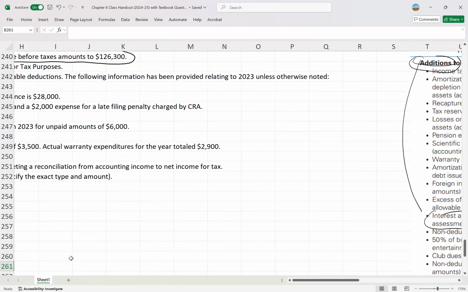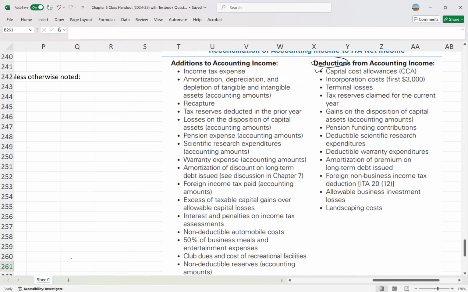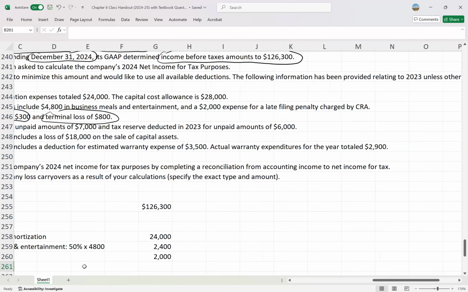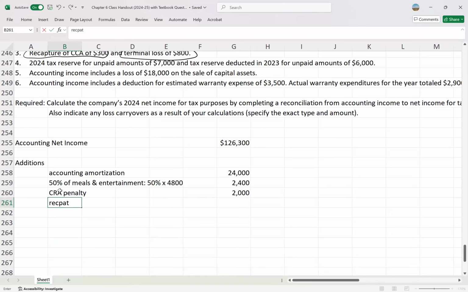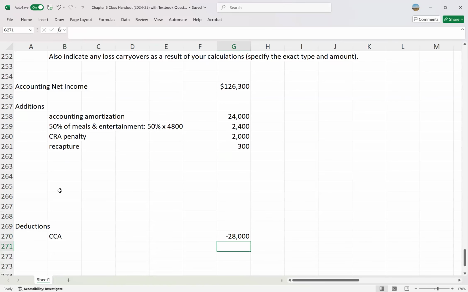So we look at figure 6-3. What it shows us is that any recapture, we add it back, because recapture means additional income, and then any terminal losses, we get to deduct. So let's add the recapture and deduct the terminal loss because those do not have accounting equivalents. But the recapture is additional income that we have to include for tax purposes. That is going to be $300. And then the terminal loss we get to deduct is going to be 800.